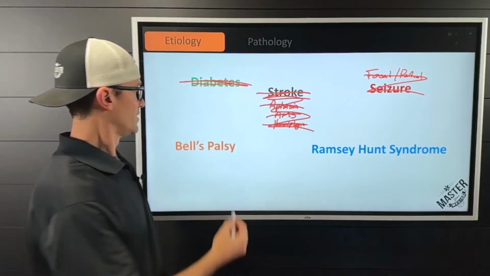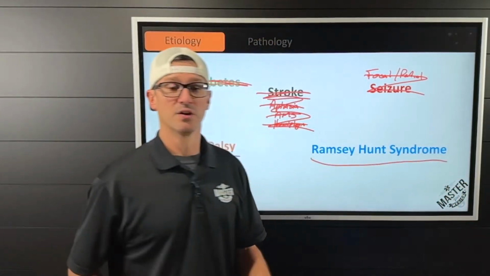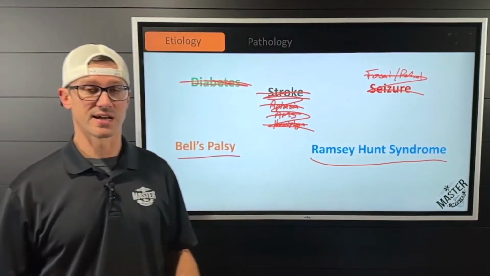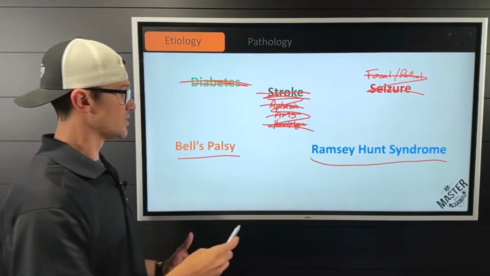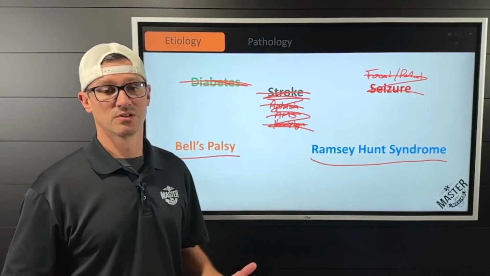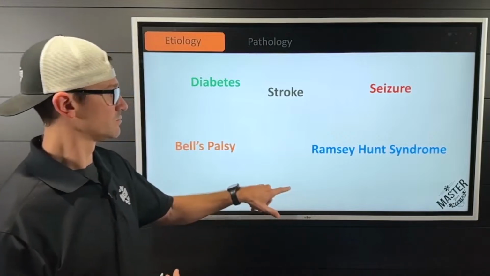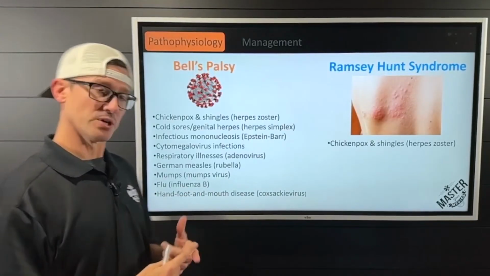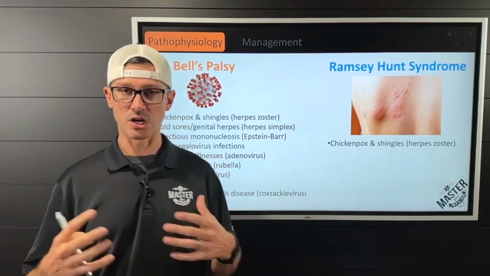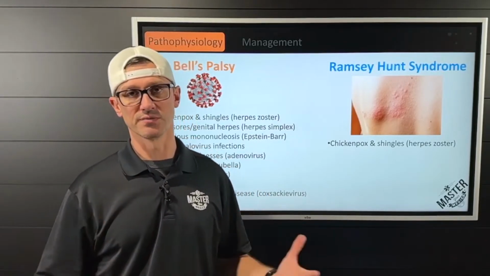Then we're left with Bell's palsy or Ramsay-Hunt syndrome. Both can present as just having that asymmetrical face. The only difference between the two is really the underlying cause, what has caused that facial palsy. So let's dive into these a little bit more. Bell's palsy, Ramsay-Hunt, again, because of that facial palsy is really what the difference between the two is.